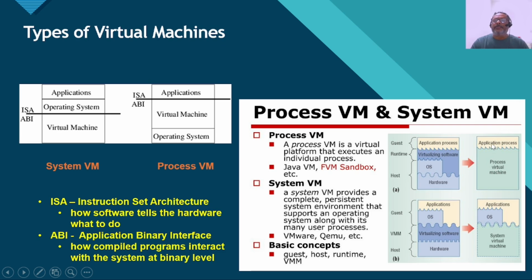So each process gets a virtual world, whereas here each user gets a virtual world, and under each user there can be multiple processes. So the scheduling is done in case of system virtual machine in terms of users, whereas in terms of process virtual machine the scheduling is done in terms of the process itself. So that's about the virtual machine.